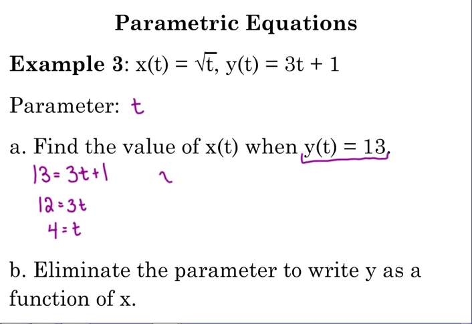We want to find the value of x of t at that time. So x of 4 is the square root of 4, which is 2. So the time is 4, but the actual answer to the question is 2.